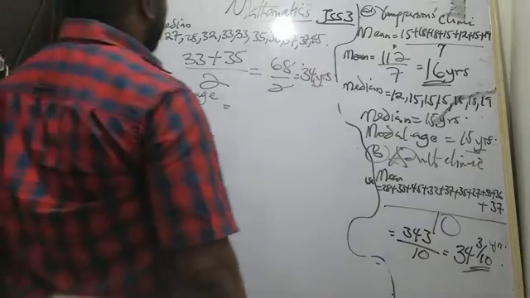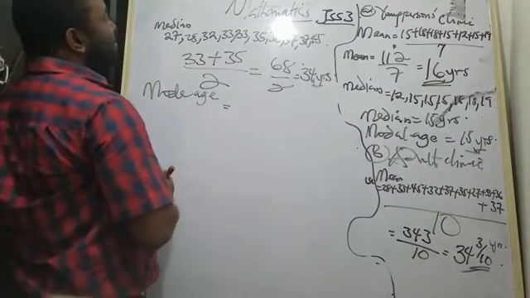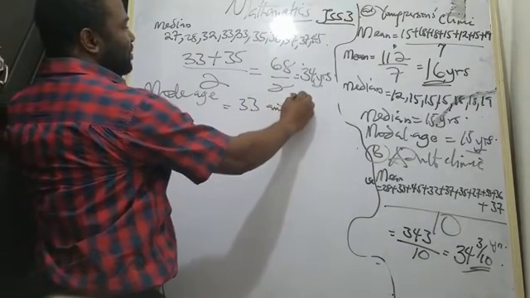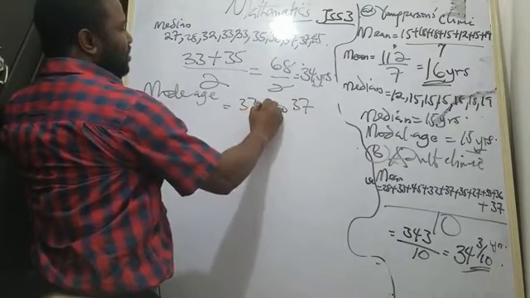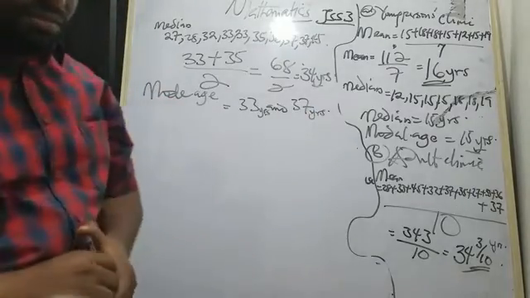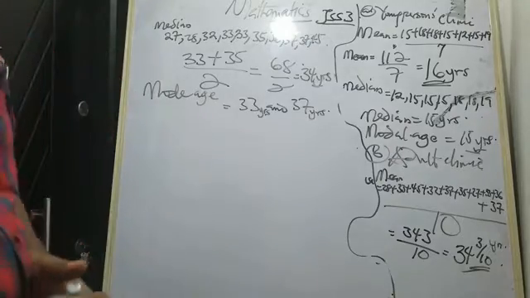37 twice. So you have 33 and 37, yes? Yes. So you have 33 and 37 years. Hence the final answer.